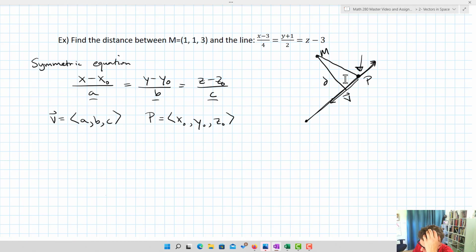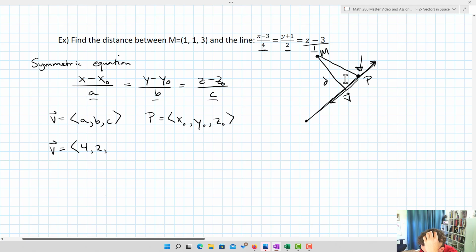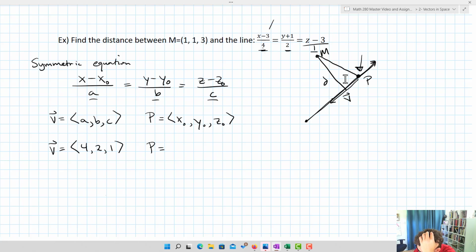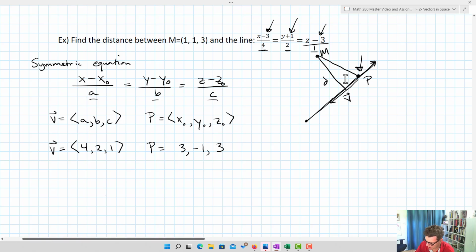Now, if I look at my symmetric equations, V is going to equal 4, 2, and 1. So V equals (4, 2, 1). And then P is just going to equal the negative of each one of these numbers, so P is going to be (3, negative 1, 3). Pretty simple. That's my point P, my x naught, y naught, z naught. So there's V.